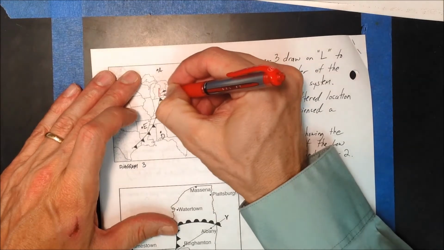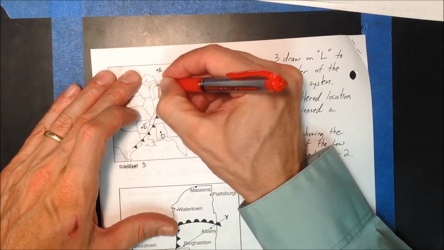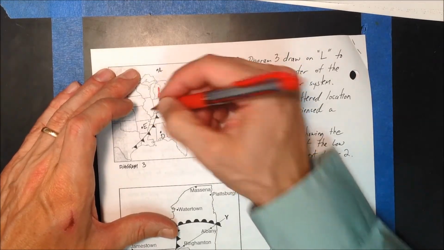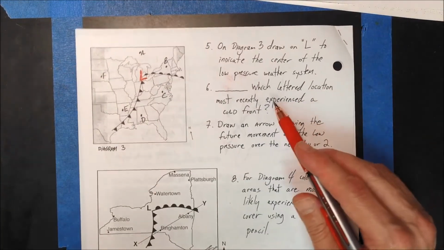I'm going to draw it right here, L. Because the L is in the center. This whole area all around here is lower pressure, lousy weather. Air's moving in and moving upward, cloudy, rainy.